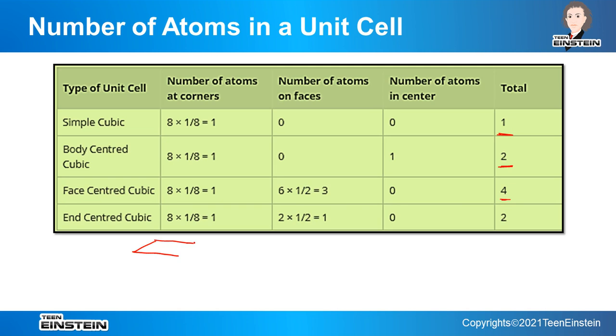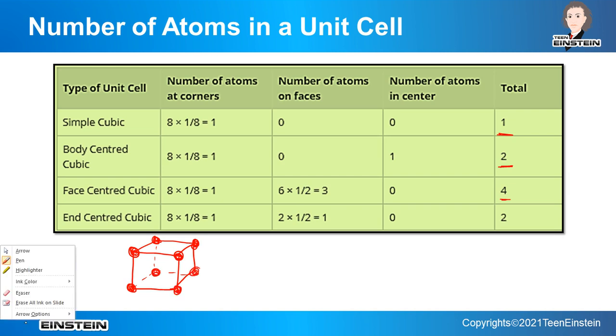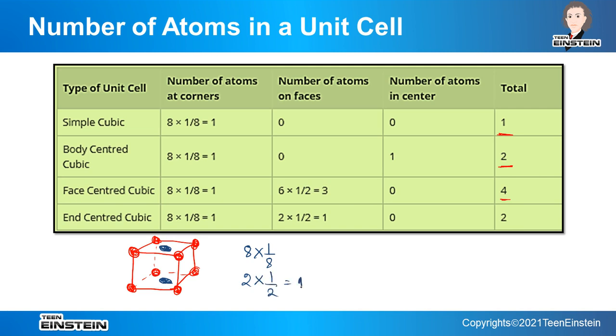But if we draw the picture of end centered, there will be 8 corners, 4 in the upper part and 4 in the lower part. And what is the difference? In the end centered, at any 2 opposite faces, there will be 2 more particles. So the contribution for the red ones will be 8 into 1/8, and for the blue ones the total number is 2 and the contribution is half. So we are getting 1. This is also 1. Just add these 2, this will be 2. So for end centered cubic, the value is 2, just like body centered cubic.